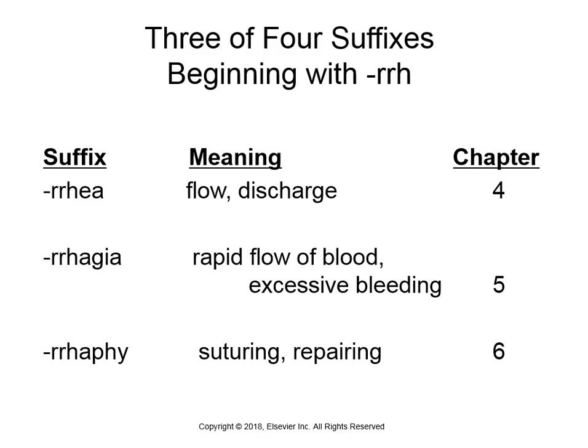Okay, so I feel like this is just a reference to what we have seen before. We have not gotten to chapter 5 yet, but we have seen some of these suffixes before. They have that RRH to it, and sometimes people use them interchangeably. So rrhea is going to be discharge. Rrhagia is basically excessive discharge. And graphy, like we just learned on the last slide, is for suturing something or repairing something.